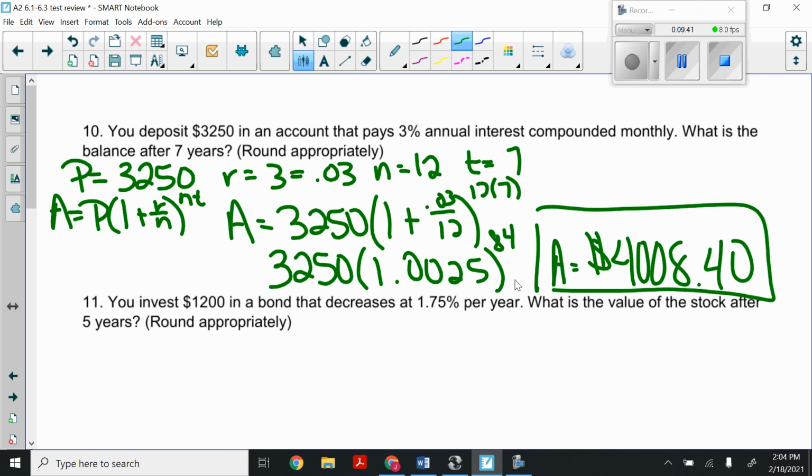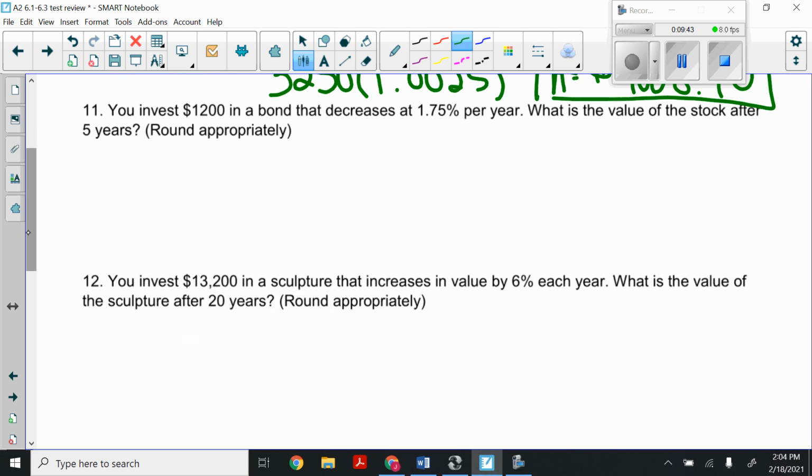Number 11, you invest $1,200 in a bond that decreases at a 1.75% per year. What is the value of the stock after 5 years? Round appropriately. This is y equals a b to the x. Okay? Growth and decay.